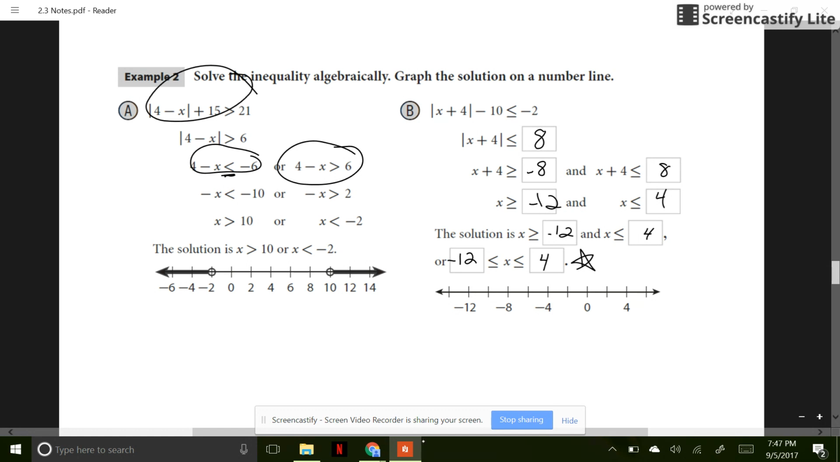We can graph that here. These are both including the values. So we're here at -12. We're here at +4. And everything in between here is going to be a solution. Make sure when you are plotting these on a number line, you are coloring in as best you can so that we can see what your solution actually is.